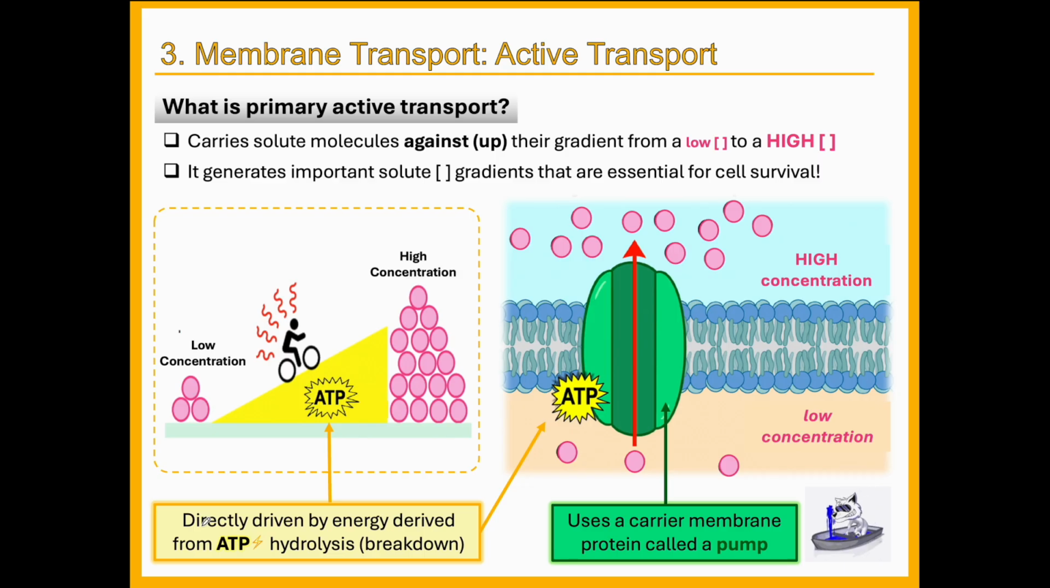So, this process, right, I want you to remember that it's directly driven by energy derived from ATP hydrolysis breakdown. So you take ATP and you hydrolyze it, you cut off the phosphate and you put it on this molecule, you pay with an ATP molecule, right? So remember, this is active transport. We need energy, right? And we use a carrier membrane protein. We're not going to call it a carrier now. We actually call it a pump. Why is that? Because it's pumping things from a low concentration to a high concentration.